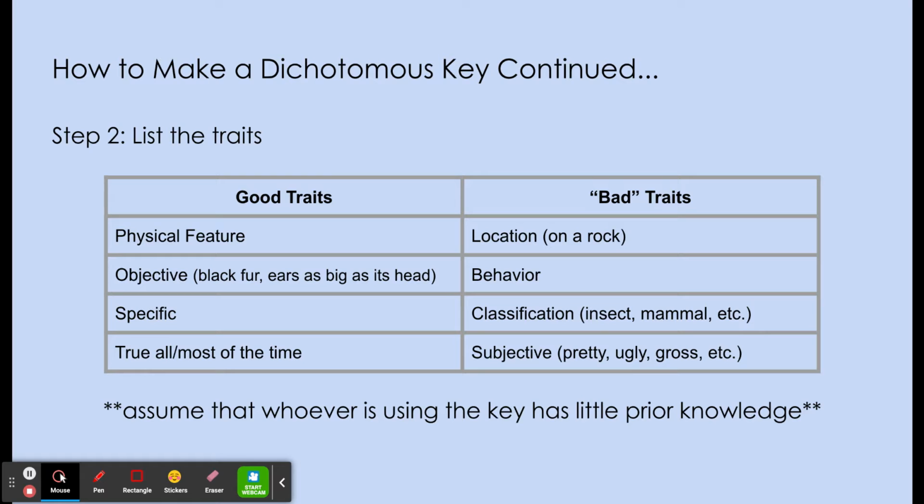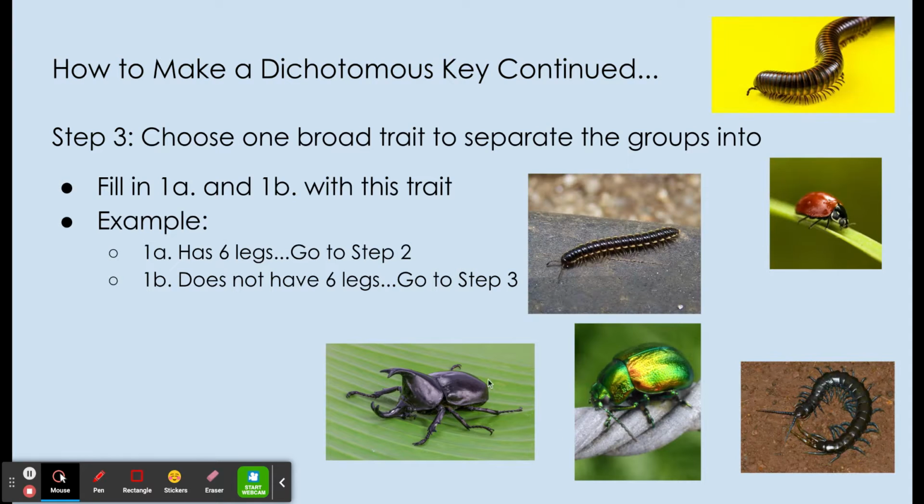So that's the second step, to list the traits that you have. The next thing is you want to choose one broad trait to separate the groups into, like I mentioned. So, for example, fill 1A and 1B in with this trait. Like, it has 6 legs or it doesn't have 6 legs. It will easily take the insects that I've included in these pictures and separate them into 2 groups.